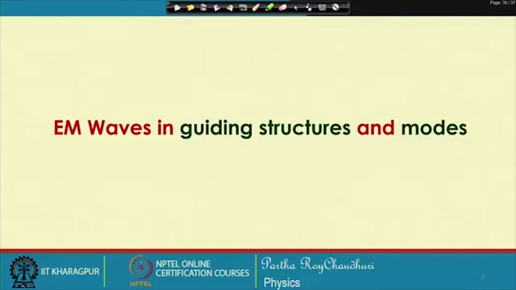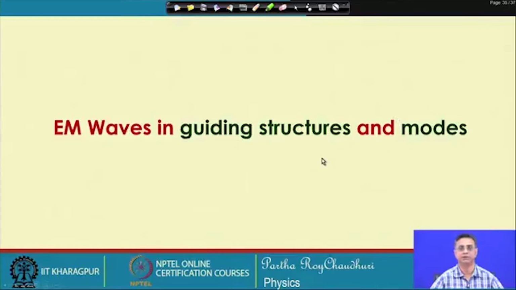We have seen the TE polarization and TM polarization waves propagating through the interface structures, and we have seen how they give rise to the electromagnetic waves as guided waves in the structure. Now, as a first example, we will discuss a metallic waveguide, electromagnetic waves in guiding structures and modes.